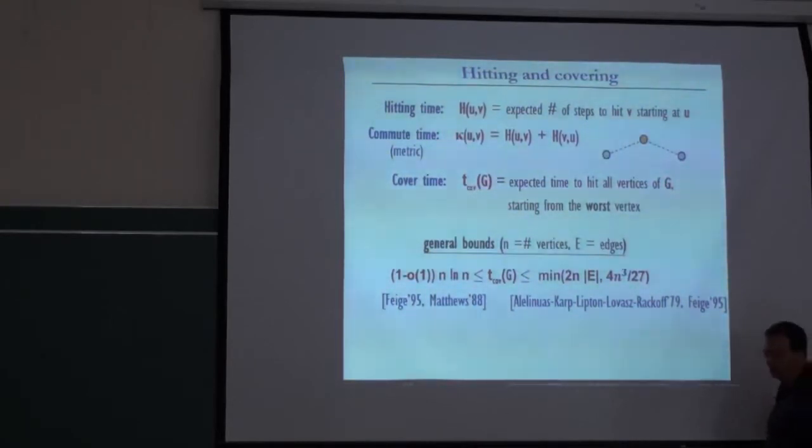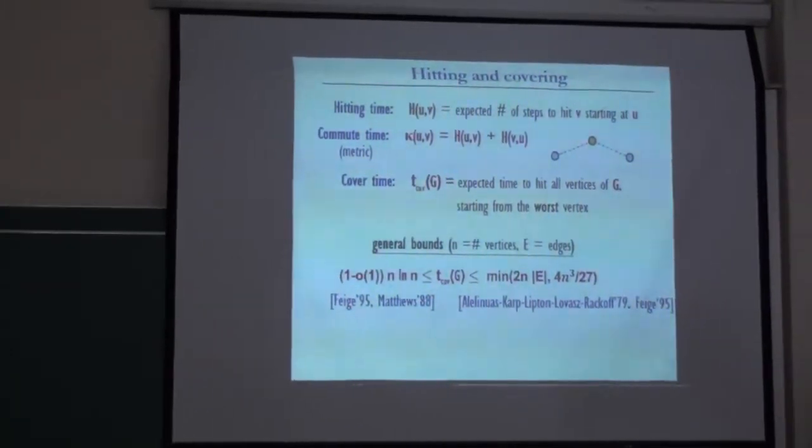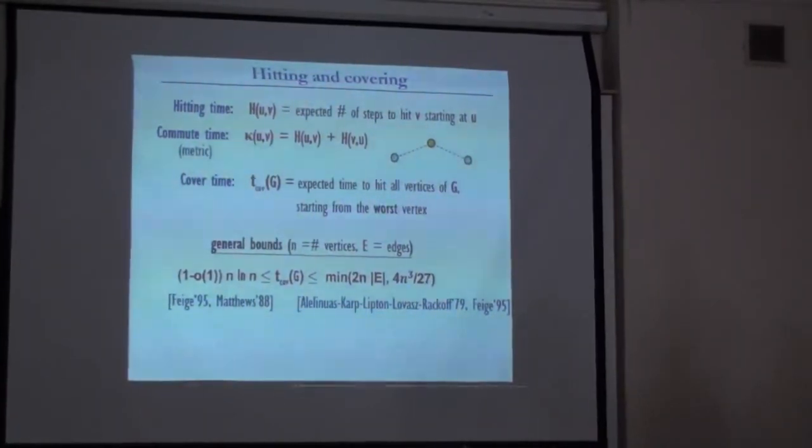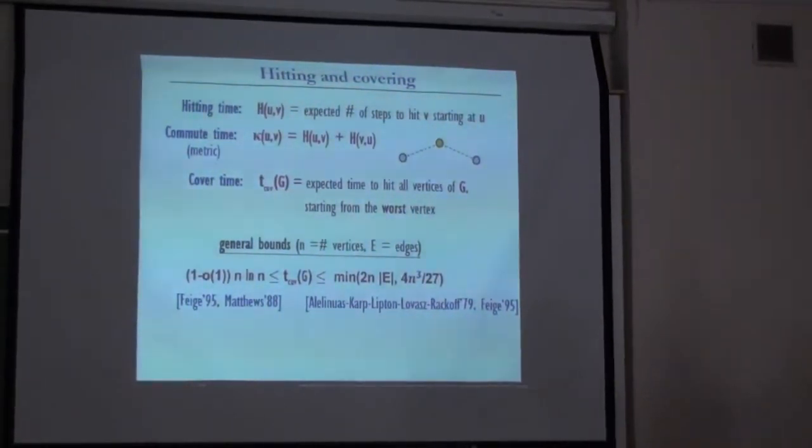And this is based on a nice argument: taking the graph, putting a spanning tree inside, and just saying, well, one way to cover the graph is just to cross all the edges of the spanning tree in a depth-first search where we cross every edge twice. So this kind of tour would certainly cover the graph. And so we can bound the cover time by the sum of the commute times on all the edges of the spanning tree.